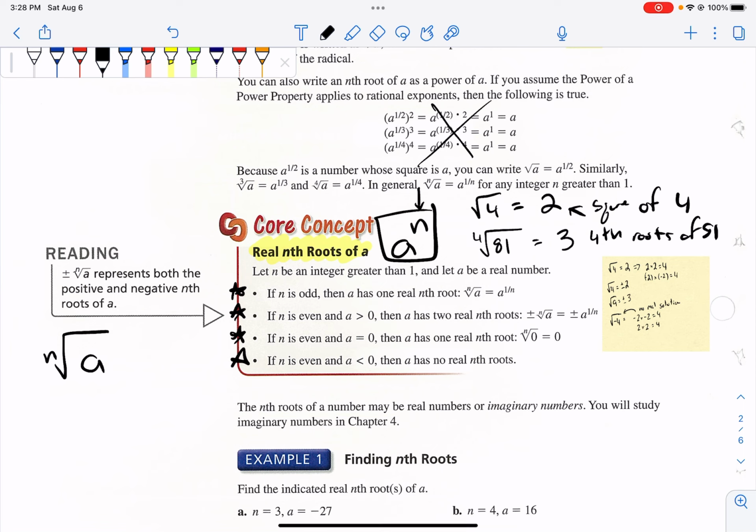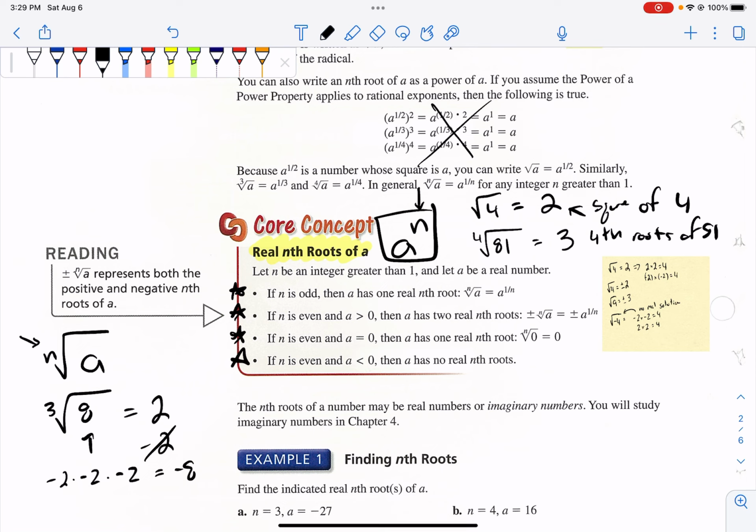So if N is an odd number, so let's say N is 3 and on the inside I have an 8. The only answer to that is 2. There is only one root. Negative 2 doesn't work because negative 2 times negative 2 times negative 2 is negative 8. But I don't want negative 8, I want positive 8.